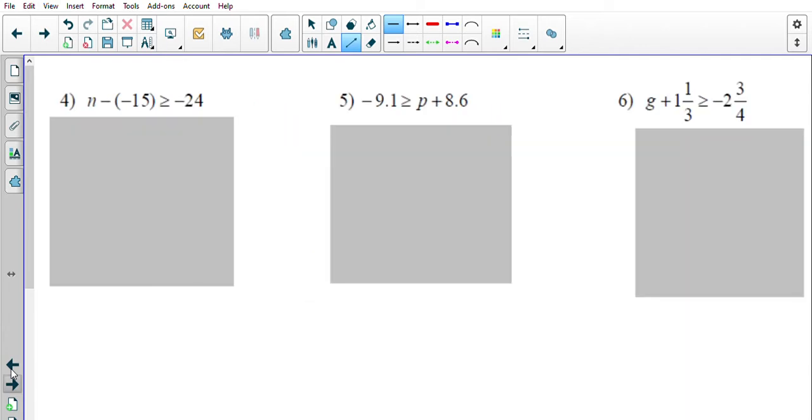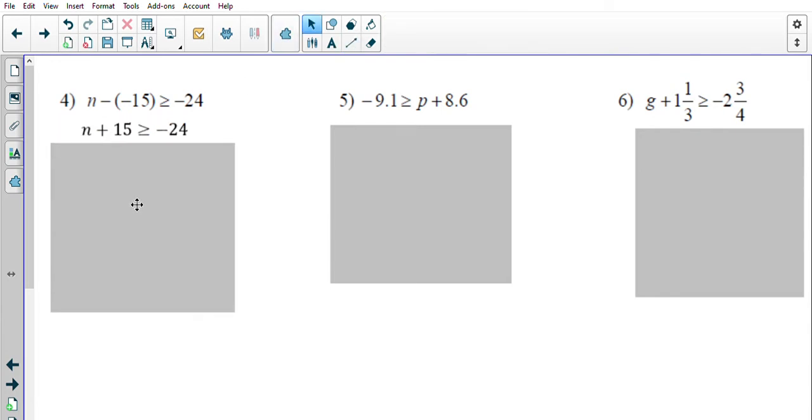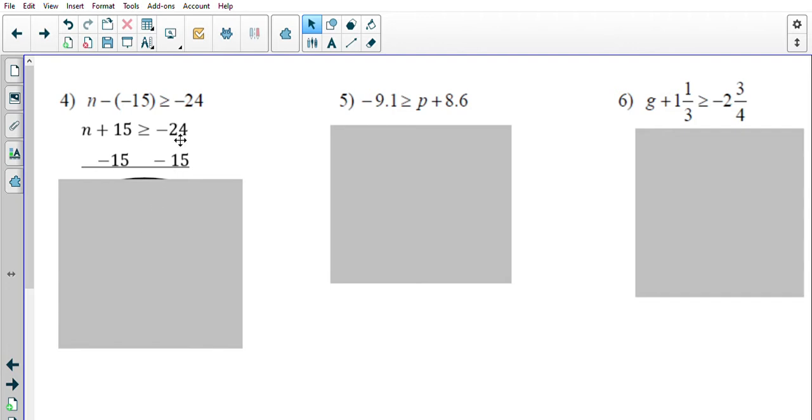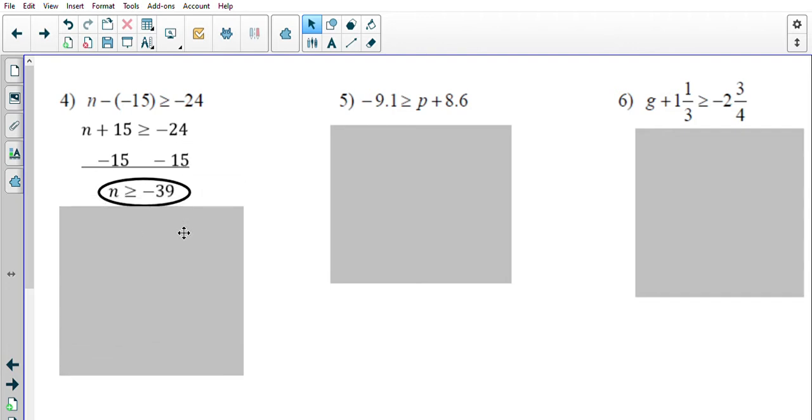All right, let's take a look at our next three. We're going to mix in some decimals and fractions here, so hopefully you have your calculators handy. In number 4, I do suggest you rewrite the equation as n plus 15 is greater than or equal to negative 24. The inverse of adding by 15 is to subtract 15. Negative 24 minus 15 is negative 39. So I have n is greater than or equal to negative 39.